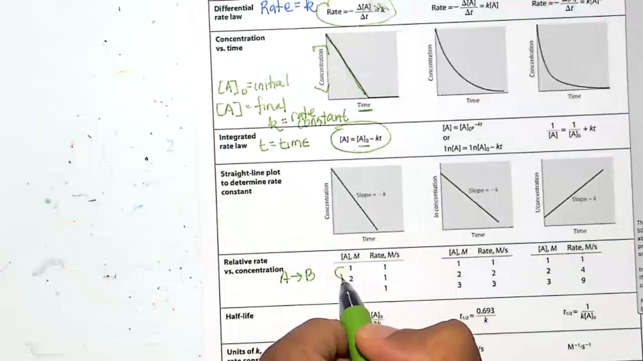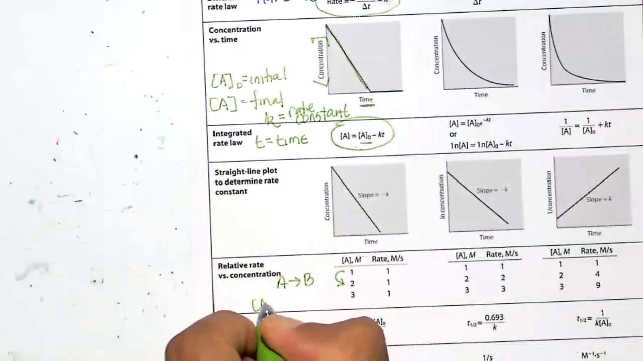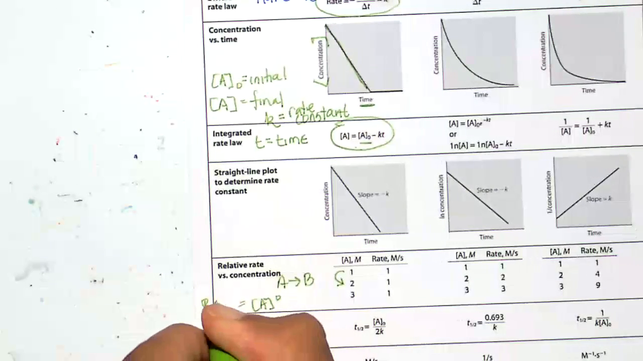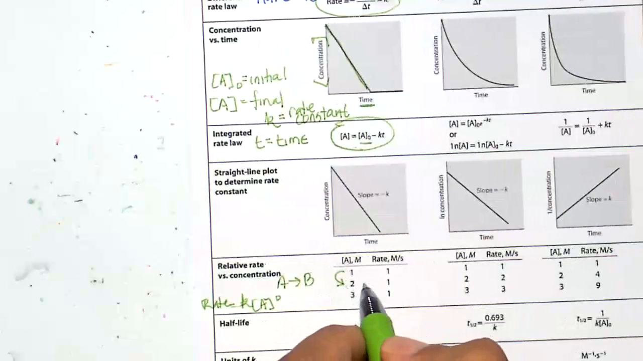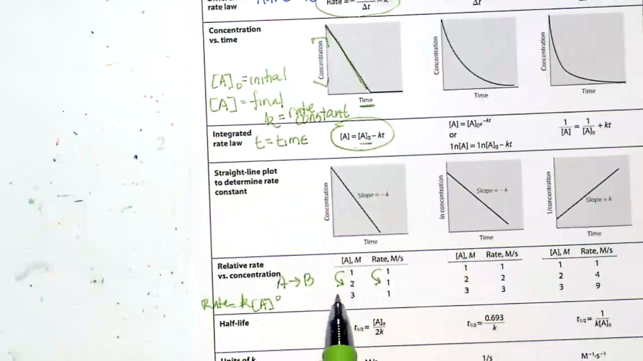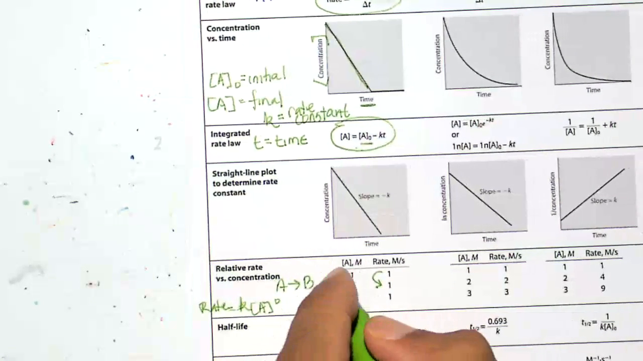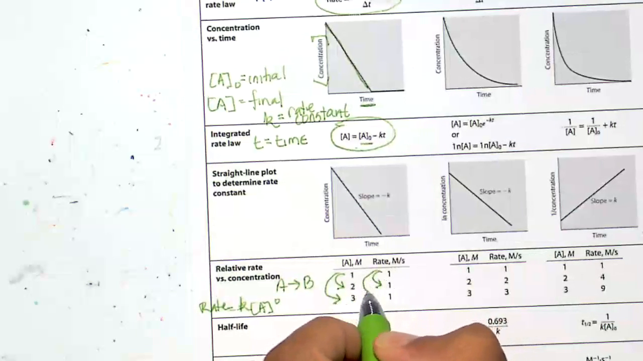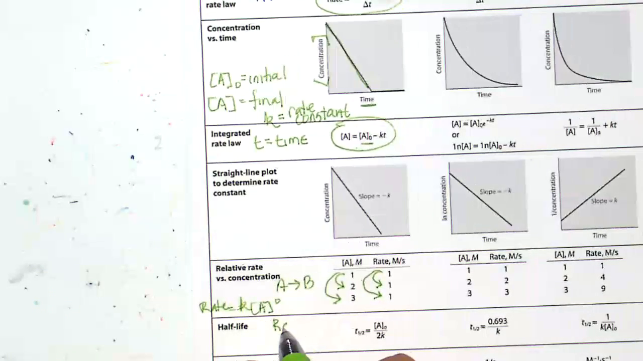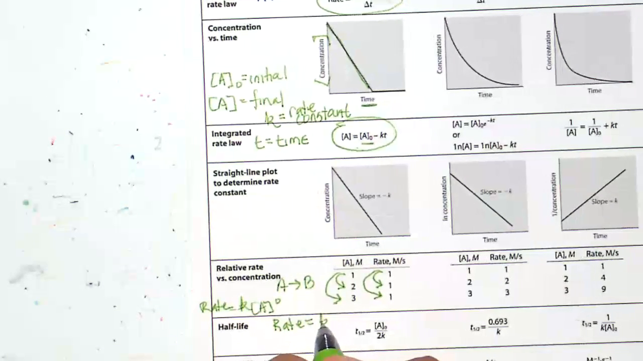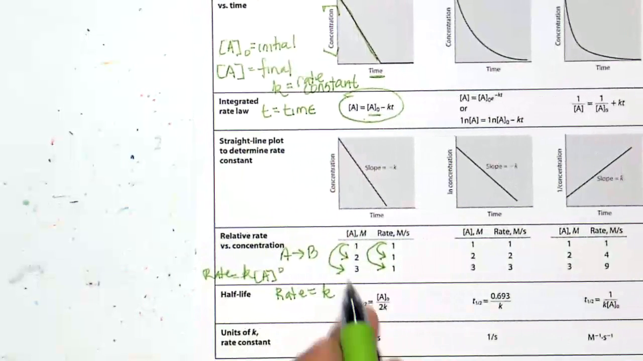And what happens if you take A, for this reaction A goes to B, and you double it? How fast will the reaction go if A decays with zero order? If you double reactant A, how fast will the reaction go? The same. If you triple A, how fast will the reaction go? The same, because how fast the reaction is proceeding is just based upon K, the rate constant K.